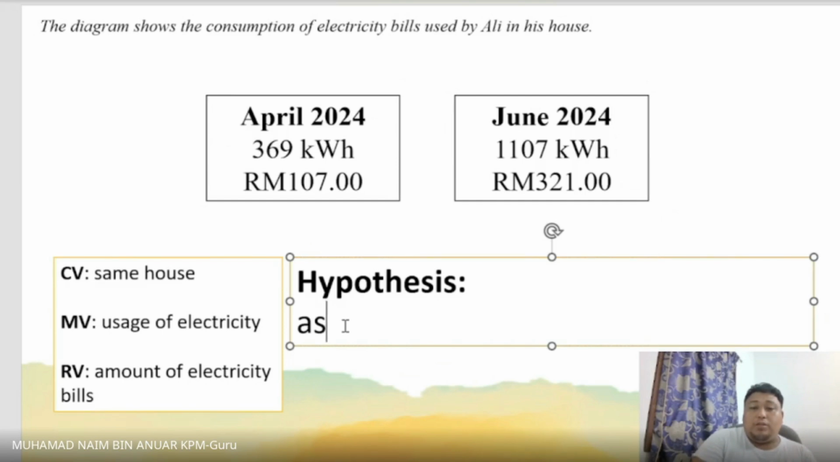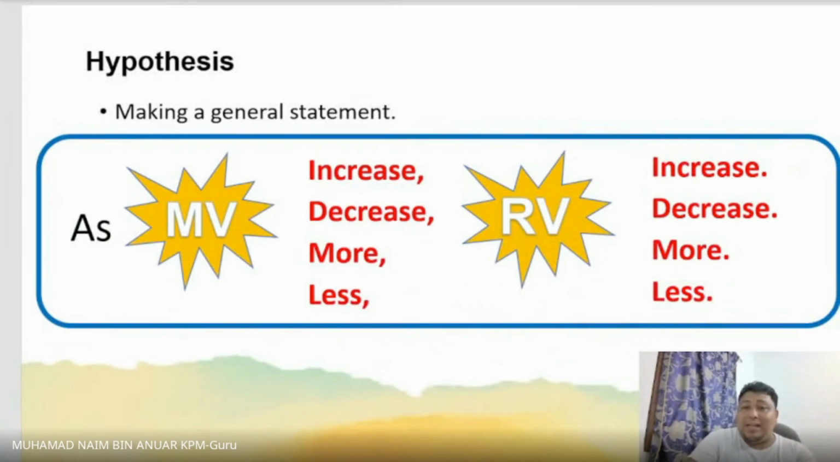So based on this, what is the hypothesis? The formula is very simple. As MV increases, decreases, more or less, RV increases, decreases, more or less. Let's look at each word. Increase means you're getting more and more. Decrease means getting less and less. What are the things that you always increase year by year? Your height, maybe your weight. You always increase because you're growing. What are the things that decrease? You can think about it later. A lot of things decrease actually.